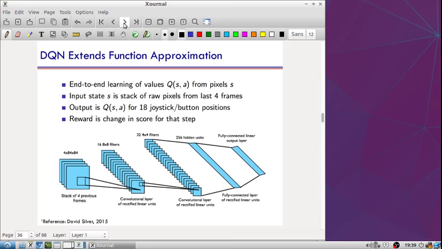And the output, given this input S_t, is that there are 18 joystick actions that you can take, so it's going to be 18 different numbers. If you are greedy, whichever number is the highest, you would take that action. If the network is already trained, and the weights are already set, then given the recent stack of 4 frames, just take the action which has the highest number.